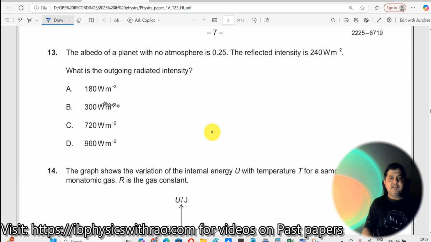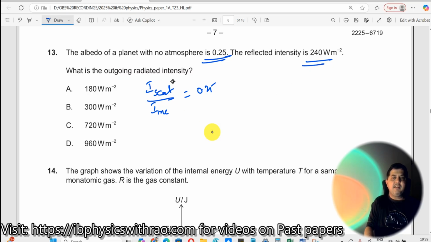Okay, question number 13. The albedo of a planet with no atmosphere is 0.25. What is albedo? Albedo is nothing but I scattered divided by I incident, which is equal to 0.25. The reflected intensity is 240 watt per square meter. What is the outgoing radiated intensity?